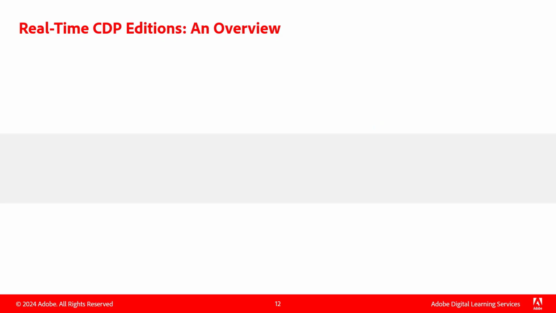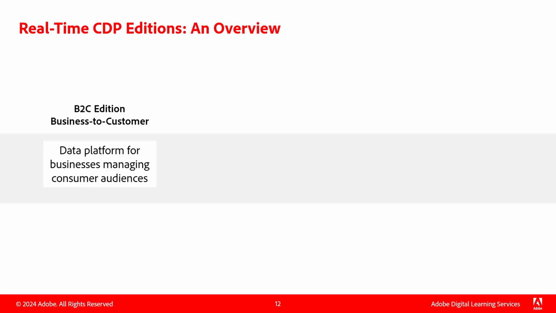Now, RTCDP comes in 3 editions. Let's start with the first one. The first option in terms of edition is the real-time CDP business to consumer, or what we refer to as B2C. And this is purpose-built for B2C customers to unify, govern, and activate all consumer data across any systems and channel.